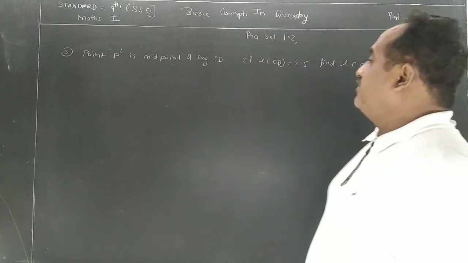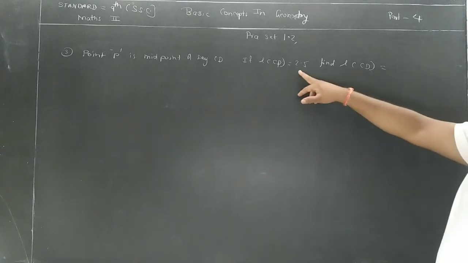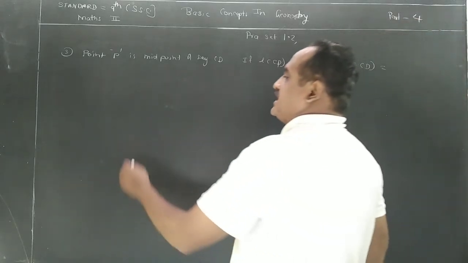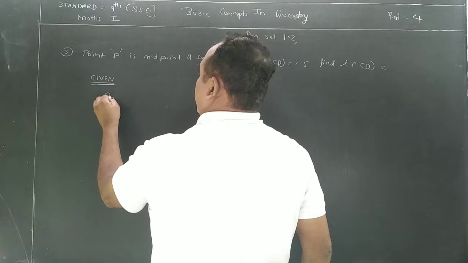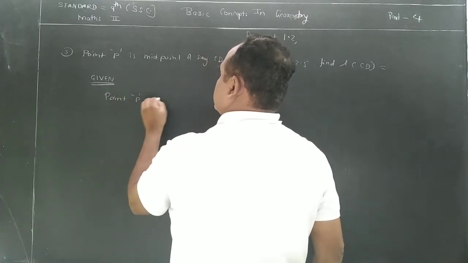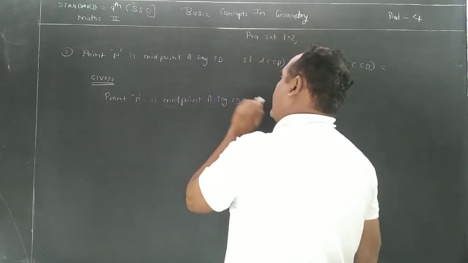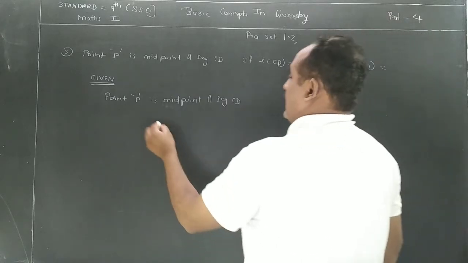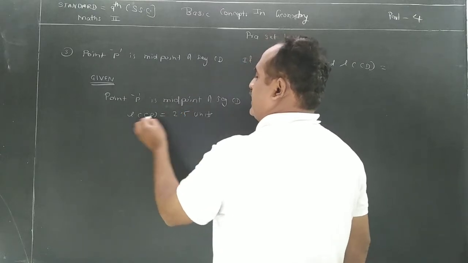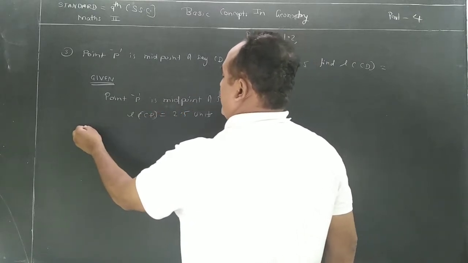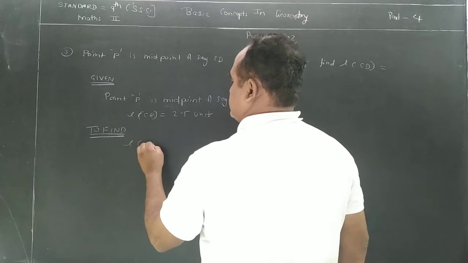Now, they have given that point P is the midpoint of segment CD. If CP is equal to 2.5, they have asked you CD. Same type of question. So I am going to write given: point P is midpoint of segment CD. Length CP is equal to 2.5 units. And what have they asked to find? They asked to find length CD.